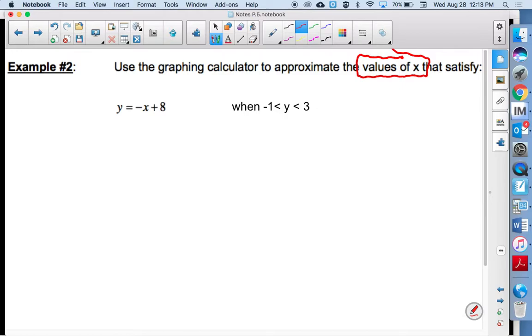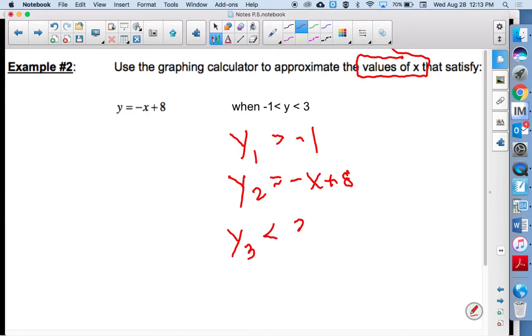So we're going to try and work through this the same way, except now I have 3 things that we need to plug in. The one on the left says y is greater than negative 1. So y1, we're going to make greater than negative 1. And then the middle one is going to be my equation, because that's squished in the middle. I'm going to make that y2. And then y3 is the one on the right, and that's supposed to be less than 3. So pretty much working left to right.